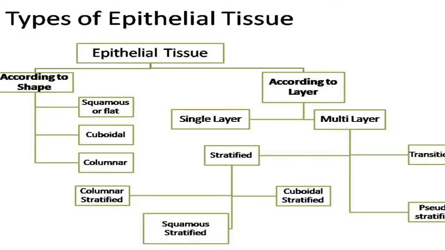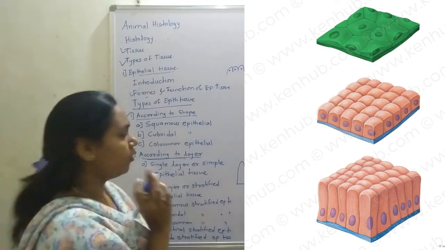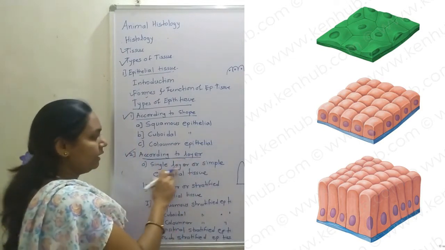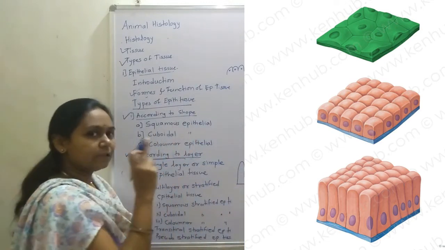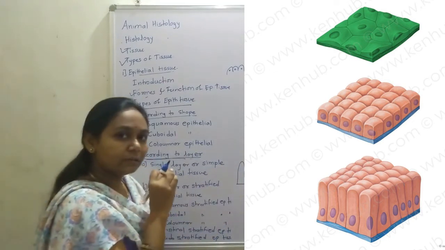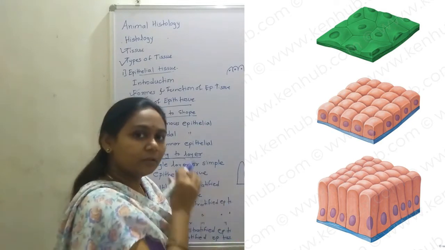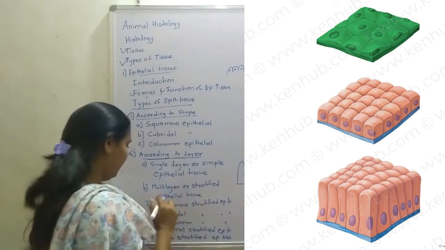Then type of epithelial tissue, type according to shape. We are studying squamous epithelial, cuboidal, columnar. What is squamous? Means width is larger than the length. That is a squamous epithelial. Cuboidal, width and length are the same. And the columnar, length is larger than the width. That is a columnar. According to layer, single layer or the simple layer, when the layer is only squamous epithelial, then it is squamous epithelial tissue. A single layer of cuboidal cells, then cuboidal epithelial tissue. A single layer of columnar epithelial cells, then it is called columnar epithelial tissue.